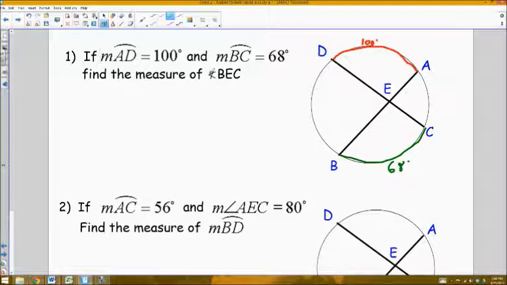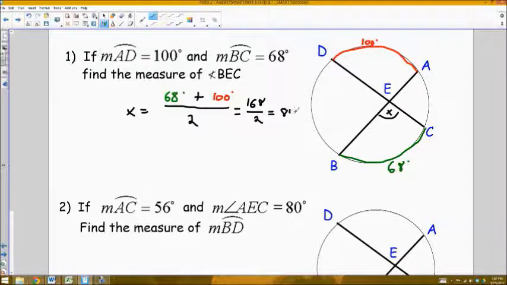And I ask for the measure of angle BEC. So BEC would be this angle, and I'll label that X. Well, the measure of this angle, X, is equal to the average of the arc across from it, which is my 68, and the arc across from its vertical angle. The angle vertical to X is AED, and the arc across from that is the 100 degrees. So the average of those two values is their sum divided by 2, which gives me 168 divided by 2, which gives me 84 degrees.